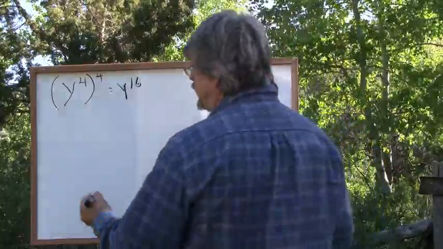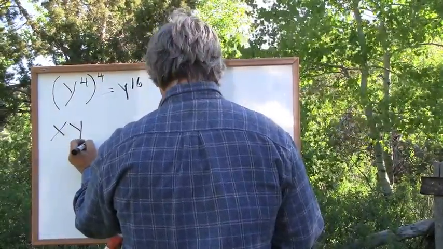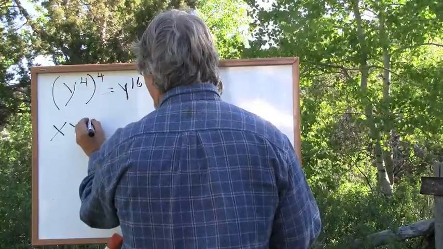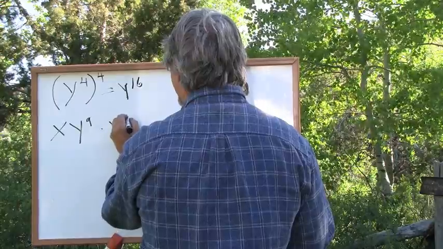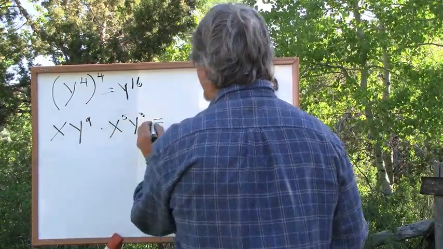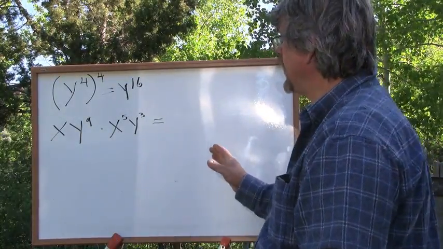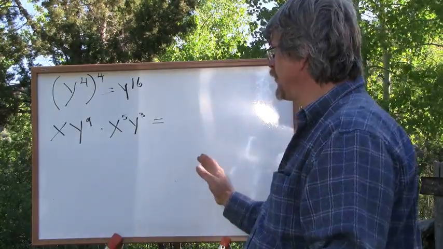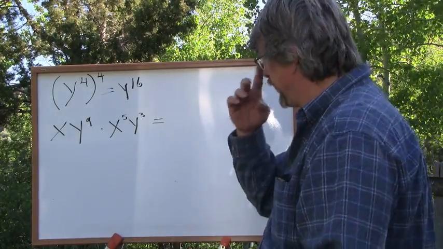What if we have an expression where we have x y to the 9th times x to the 5th y to the 3rd. Now you're starting to say, oh, wait a minute, you're combining variables and some of them have exponents and some of them don't. I don't know how to do this. Yes, you truly do. It's very simple.